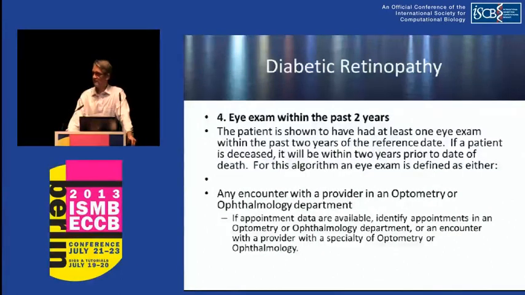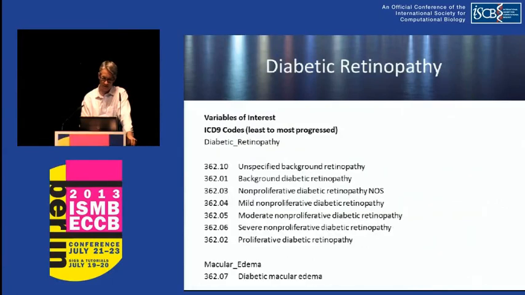And they need to have had an eye exam within the past 2 years. So it's a very complicated algorithm, and what we wanted to be able to do is represent something that was much simpler in disease ontology and be able to reason on that. So here are the important ICD-9 codes that are included for diabetic retinopathy.